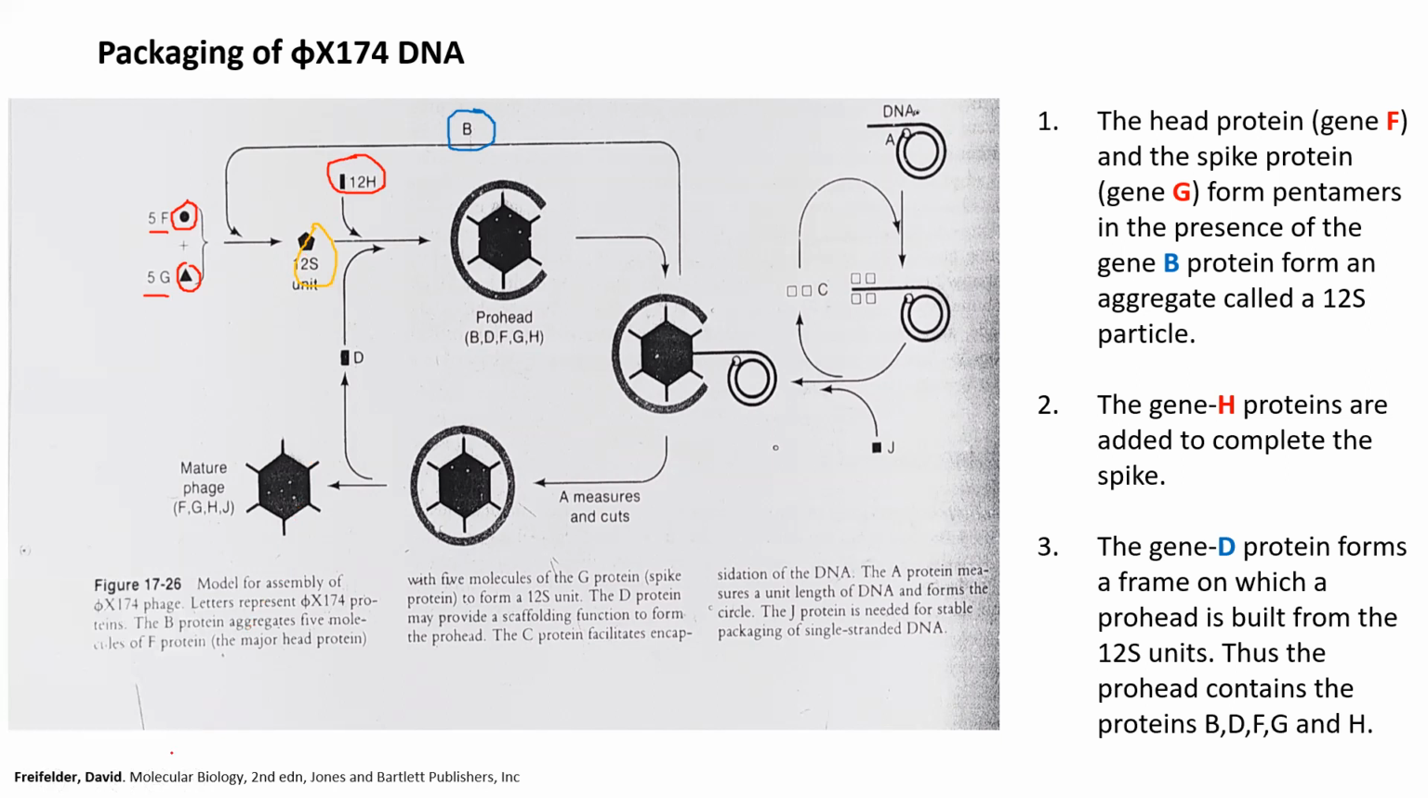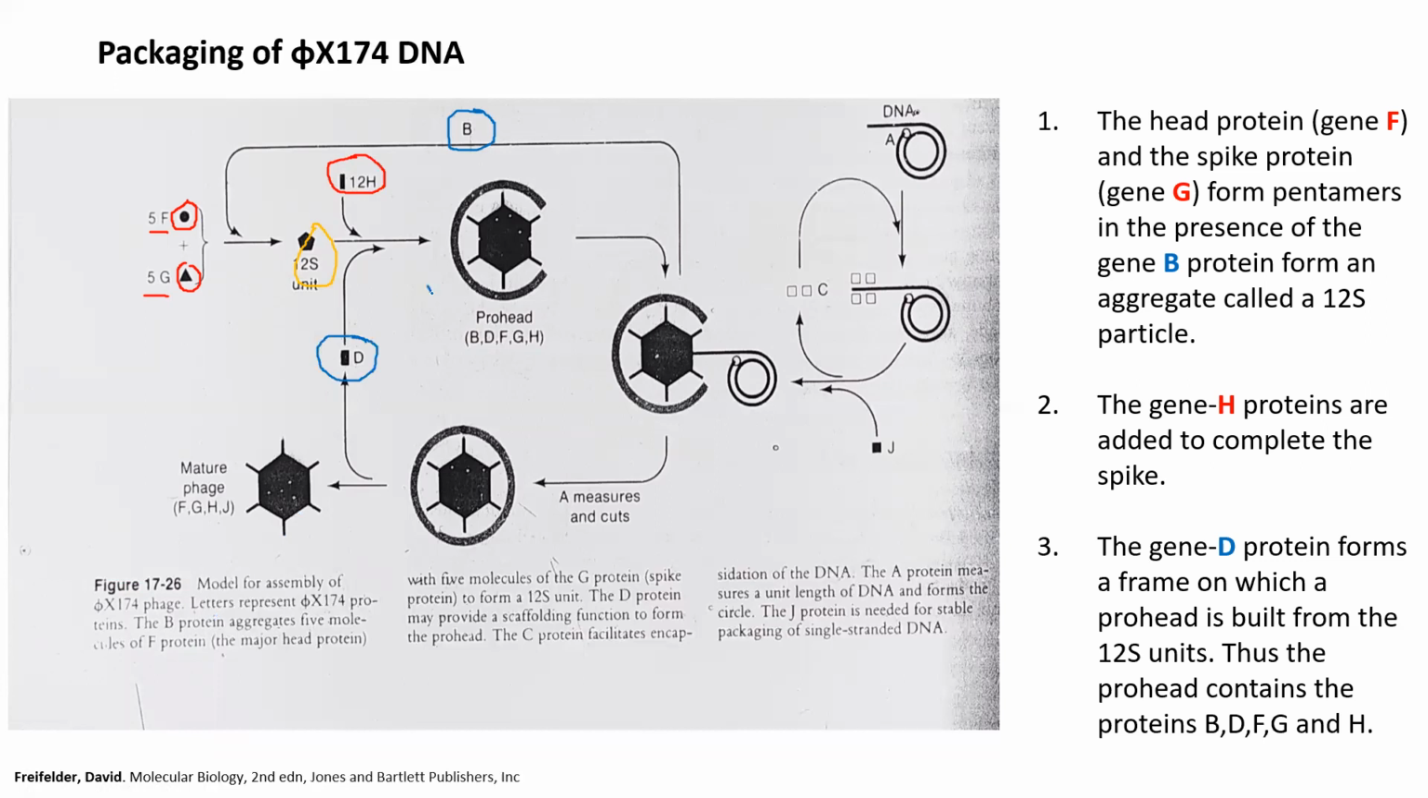During the packaging of any bacteriophage, directly the head is not formed. First, a prohead is formed, which is an immature head, not the final one. That's why it's called prohead. And from the prohead, the mature head is formed. So the D protein, which is coming into the picture here, forms a frame or a scaffold on which the prohead is built from the 12S units.